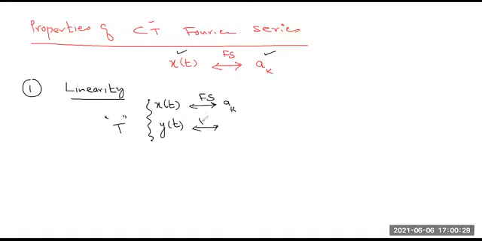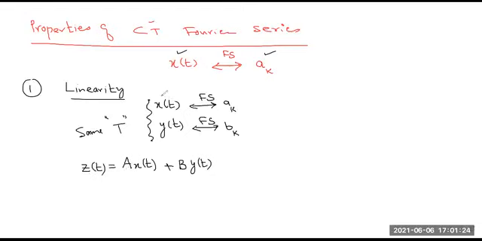And this signal y of t will have its own Fourier series pair, and let me represent that with b sub k. Now, if we make another signal that is a linear combination of x of t and y of t. So let's assume that we multiply x of t with some constant a, then we add it to y of t, and y of t is also multiplied with some constant, let's call it b. So this is going to be another signal, and let me call it z of t.